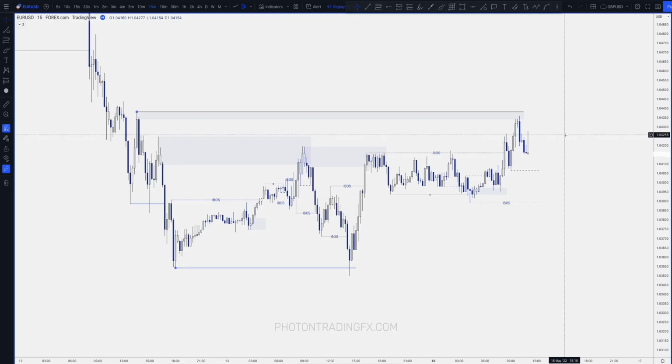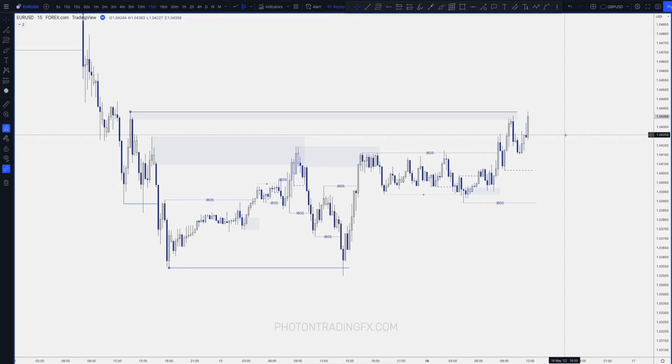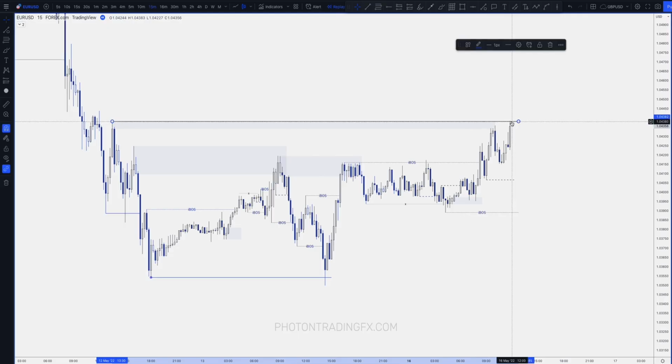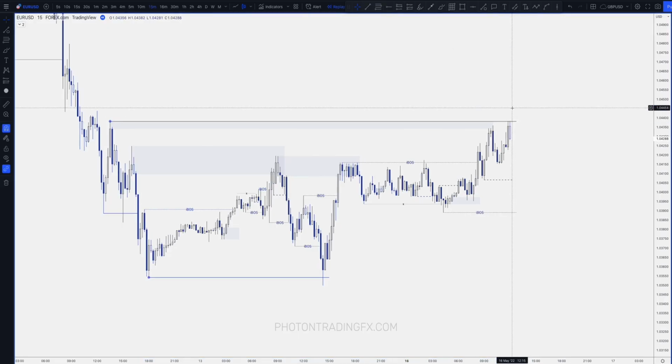Okay, so what happens? We come down into this level and then the demand holds. We don't even get a bearish change of character. We don't get a bearish IBOS. And then we break this high. What happens with the swing structure? Let's see. Okay, we just sweep it by a micro pip. We're going to switch bullish.